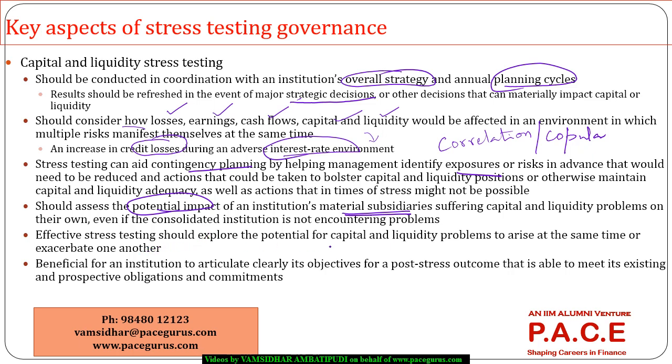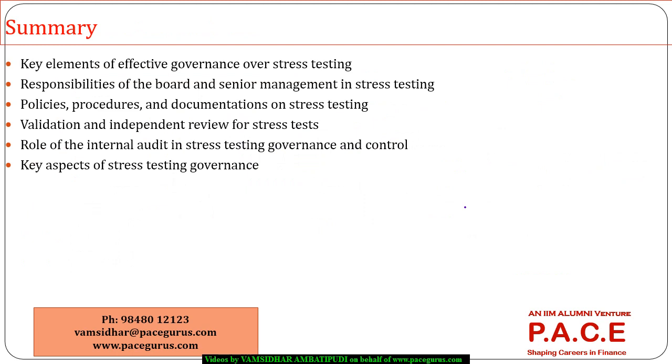Effective stress testing should explore the potential for capital and liquidity problems to arise at the same time or exacerbate one another. There is a possibility of multiple problems coming up at the same time. Now, the focus really needs to be on addressing the possibility of such problems cropping up and what the remedies associated with each one of them are. So there are various aspects that governance has to look at with respect to effective implementation of stress testing within the organization. So that is what I wanted to cover as a part of this session.